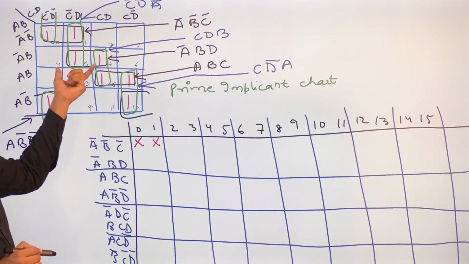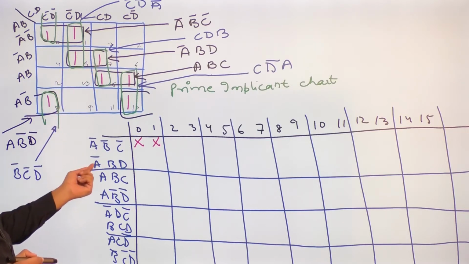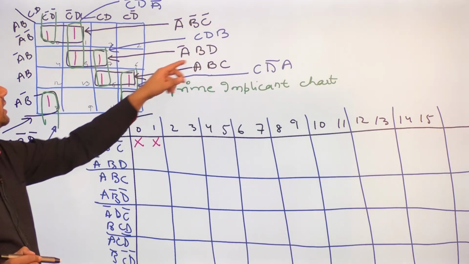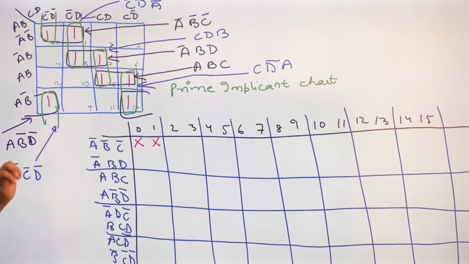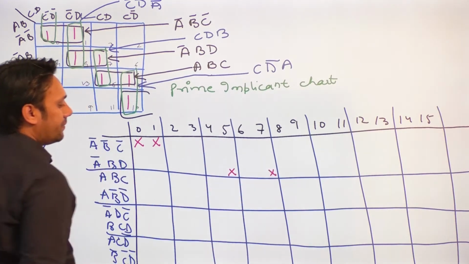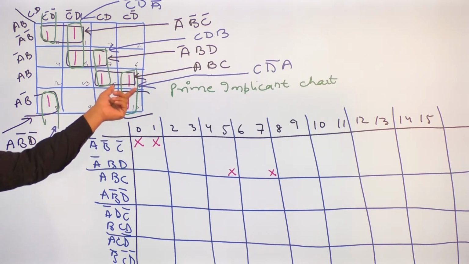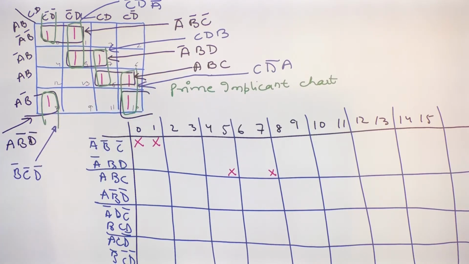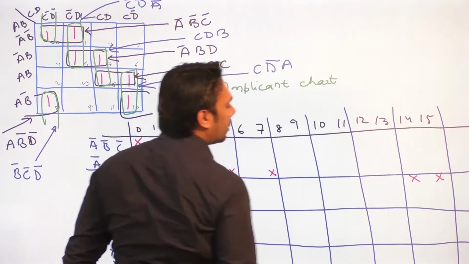Then I will take the next one, this is A complement BD. So this A complement BD is covering 5 and 7. So wherever I have 5 and 7, I'm going to put a cross mark over there. Then we have ABC. So this ABC is covering 15 and 14. So I'm going to put a cross mark.